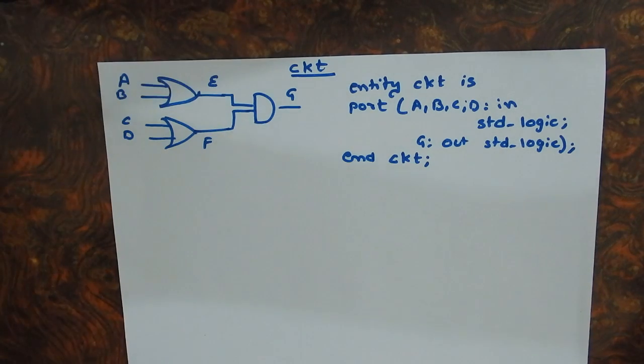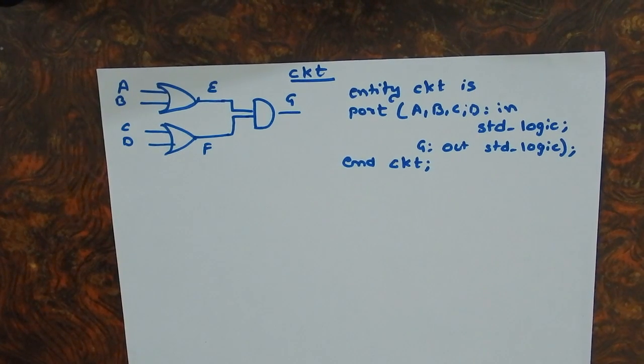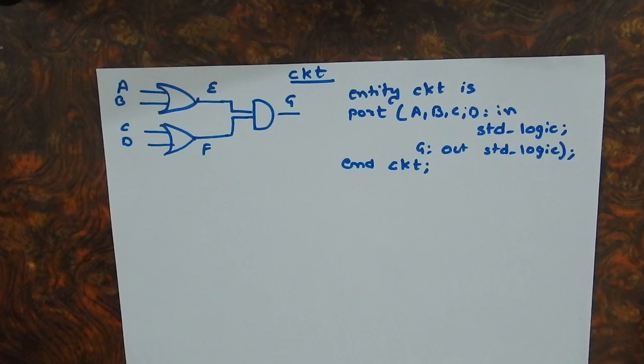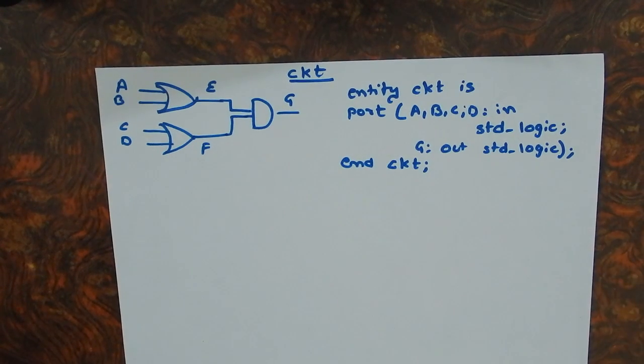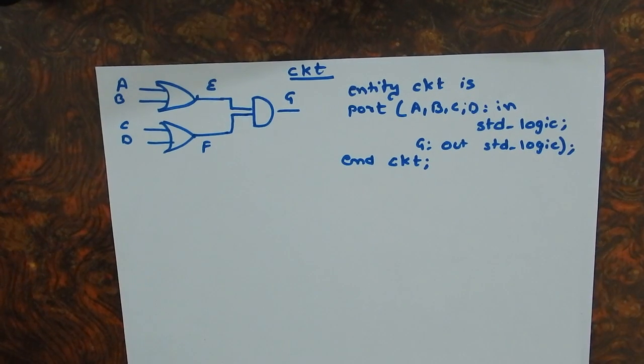Now let's come to the structural model. For the structural modeling, follow the syntax which I am using here. The first thing you have to do is the declaration of the components, and then you have to declare the signals, and then the interconnections which are made using the creation of instances. So the first thing is components.